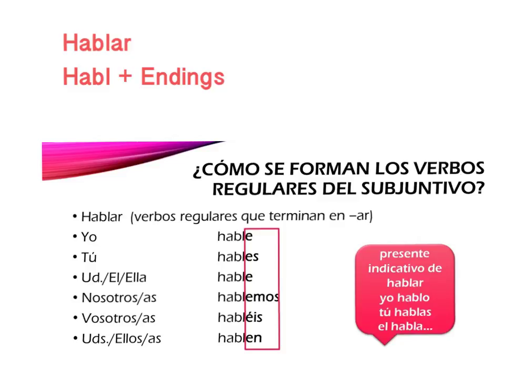So we have here hablar. We got rid of ar, and we have the stem here, and we add endings. We add endings that we use to indicate that this verb is conjugated in the subjunctive. So here we have the endings that you're going to use.